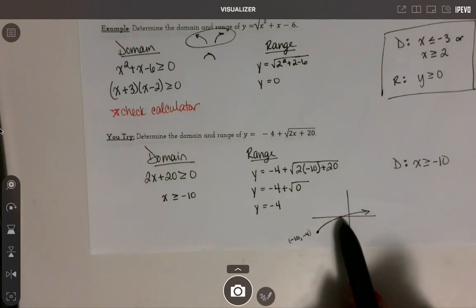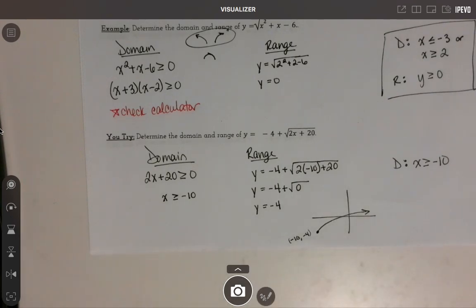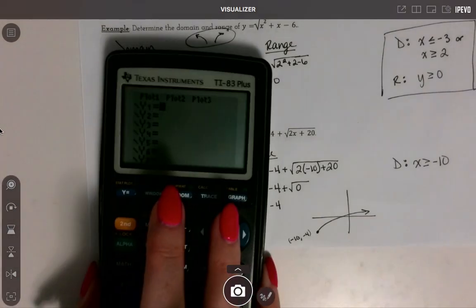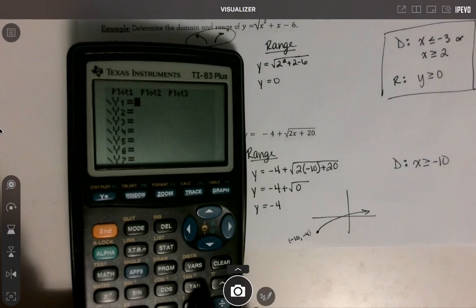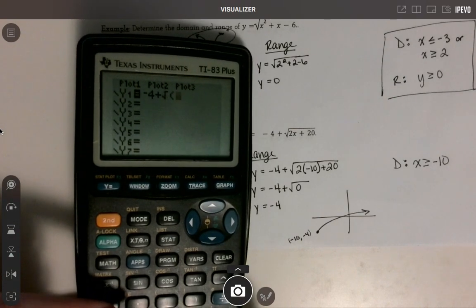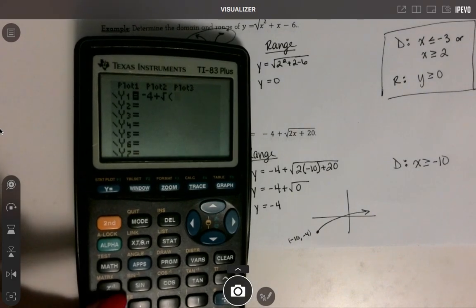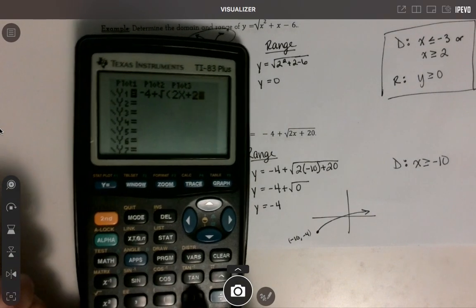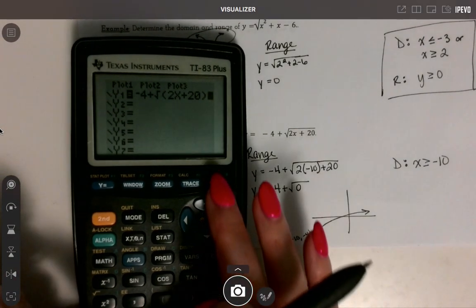Now, I'm not quite sure where it crossed here because that was just a quick sketch. But let's put it in our graphing calculator and see what happens. So I have -4 plus the square root of 2x plus 20. I'm going to graph it.